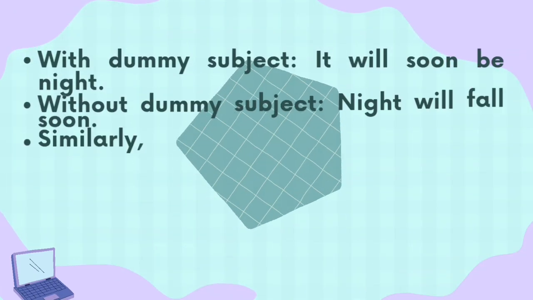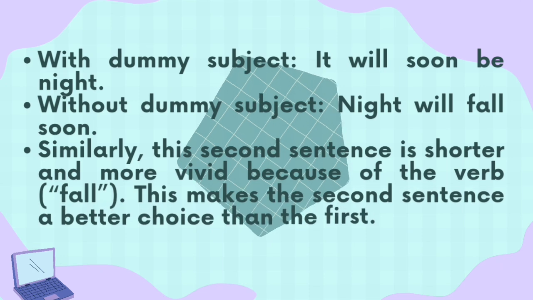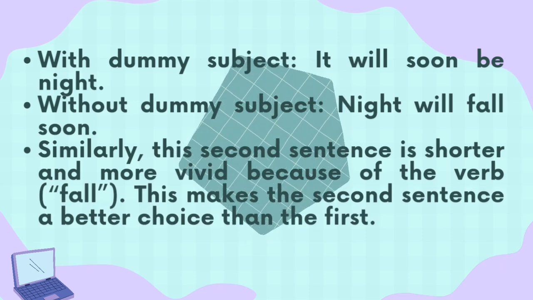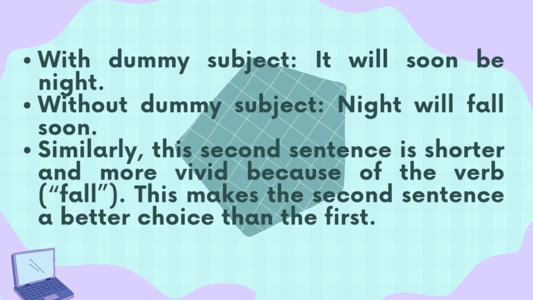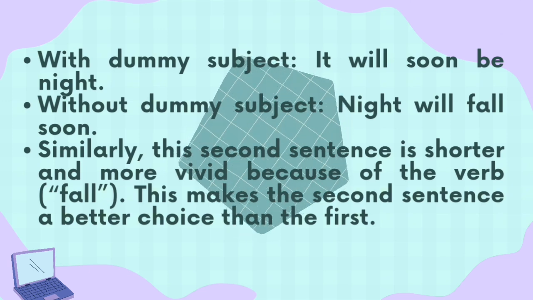With dummy subject: it will soon be night. Without dummy subject: night will fall soon. Similarly, this second sentence is shorter and more vivid because of the verb fall. This makes the second sentence a better choice than the first.